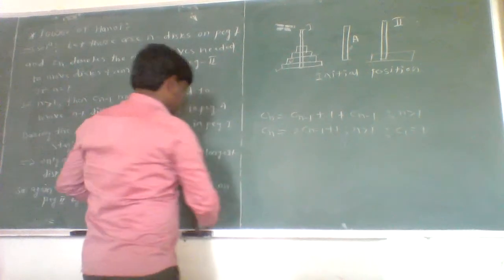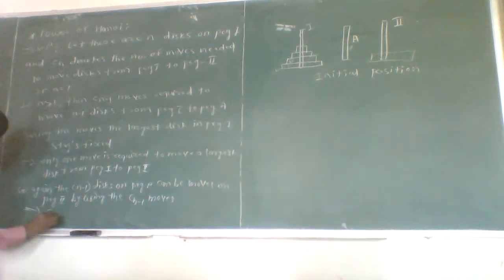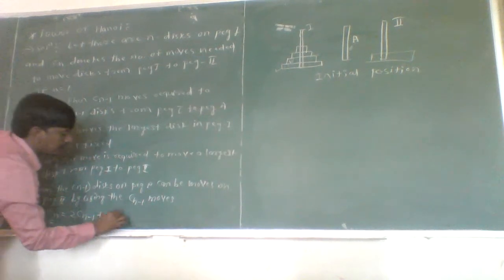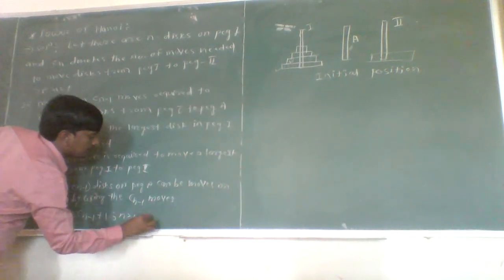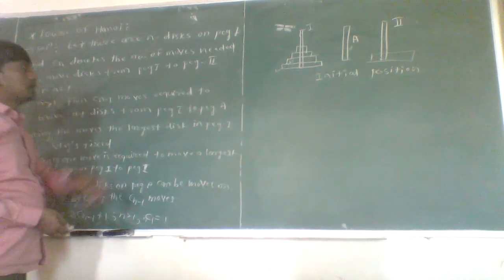Therefore Cn is equal to 2 times Cn minus 1 plus 1 where n is greater than 1 and C1 is equal to 1, which is the required recurrence relation.